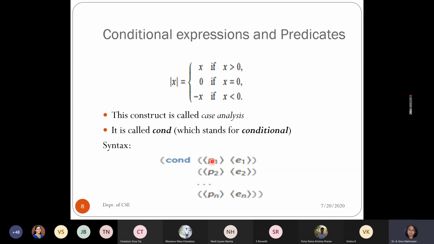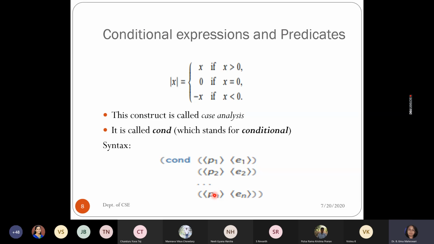Always the output of the predicate is nothing but true or false. If it is true, the corresponding expression is evaluated and then break from there. If it is false, go to the next predicate and check it. If it is again false, go to the next predicate, and so on. Finally, consider Pn is also false. Then it will return infinite.